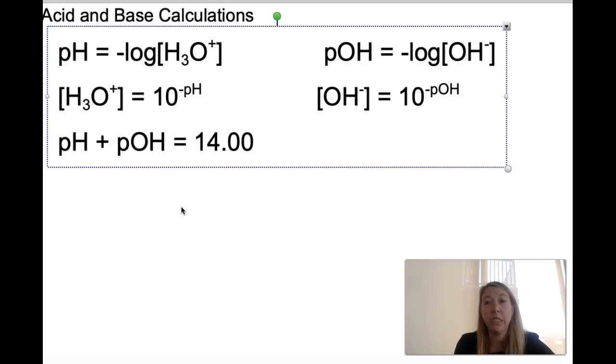So I need to make sure that I'm dealing with pOH, right? But if you remember back to last year, when we're in the lab and we're measuring things, we only have pH meters or pH paper. We don't have pOH meters or pOH papers. So you're almost always going to be given a pH and then asked to convert it.